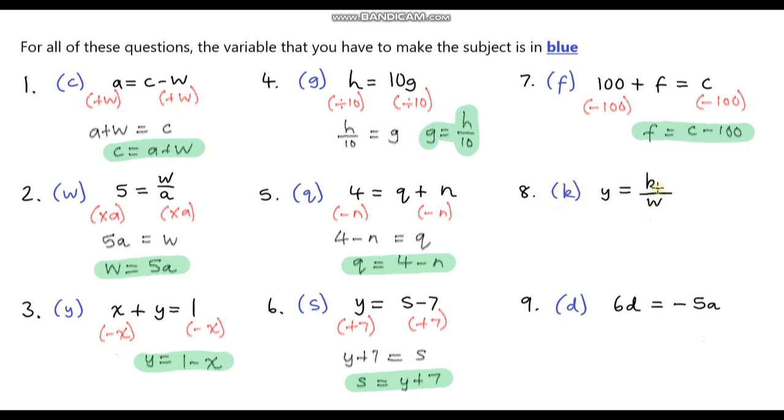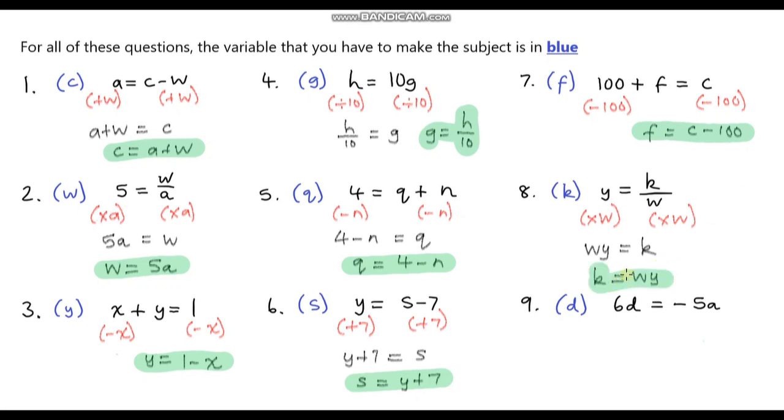Question 8, y is equal to k divided by w, and we need to make k the subject. So at the moment we're dividing by w, so to get rid of that w we do the opposite, which is to multiply it by w. So the left hand side, y times w, that's just wy. You could write yw, the order doesn't really matter. And on the right hand side we're just going to be left with k. So the final answer is k is equal to wy. If you did put k equals yw, that would still be correct.